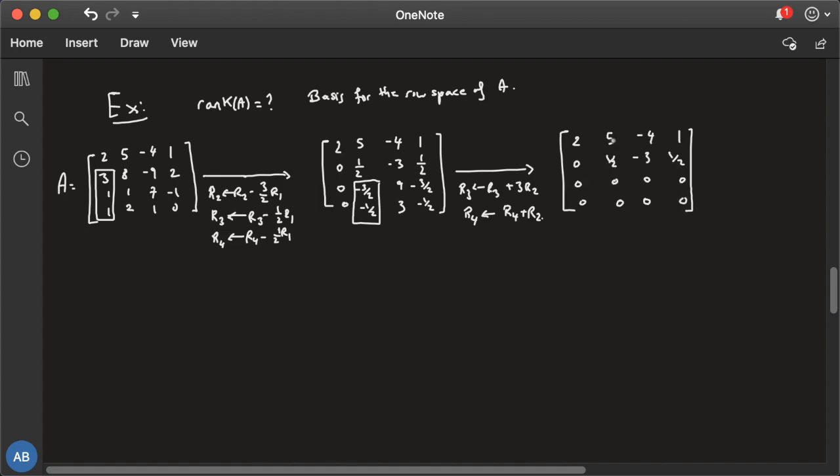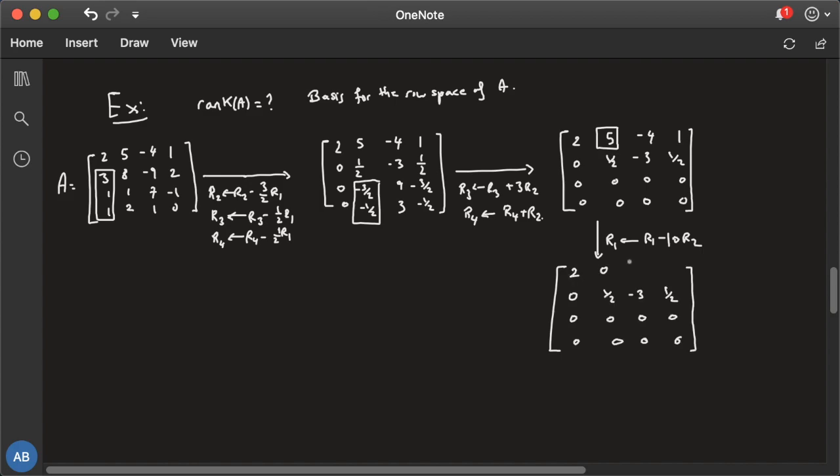Now let's try to get as many zeros as possible, trying to get it closer and closer to identity. We'll start by eliminating 5. How do we do that? Instead of R1, you can place in R1 minus 10 R2. And you will get the last 3 rows remain the same, and the first row becomes 2, 0, 26, and minus 4. Now, this is the best we can do.